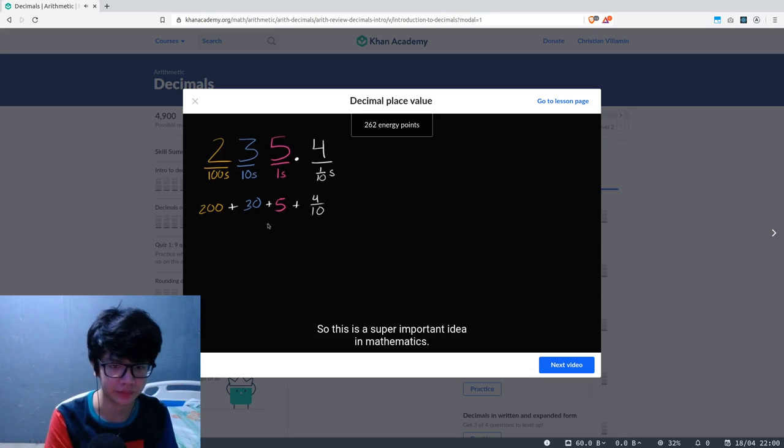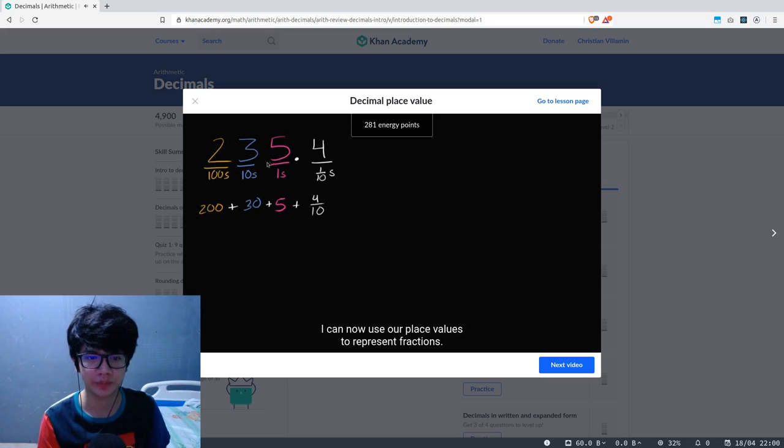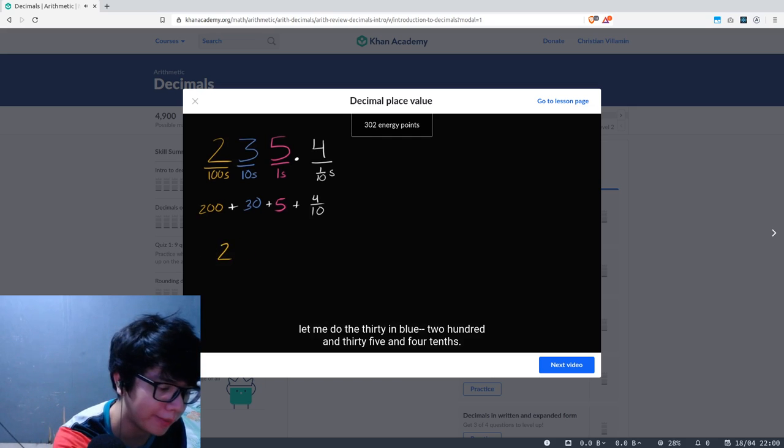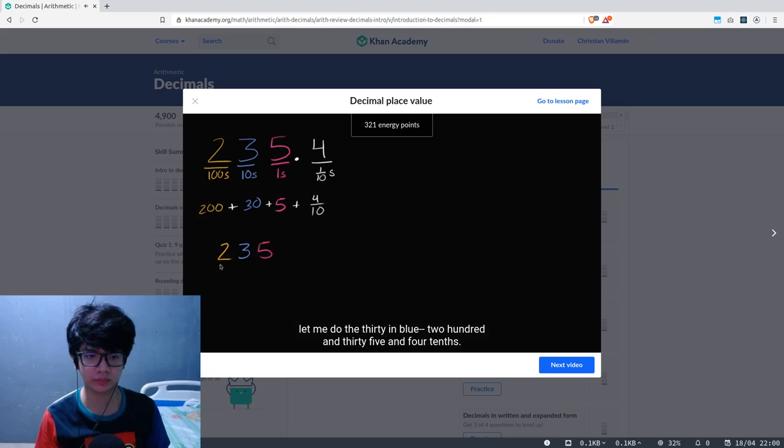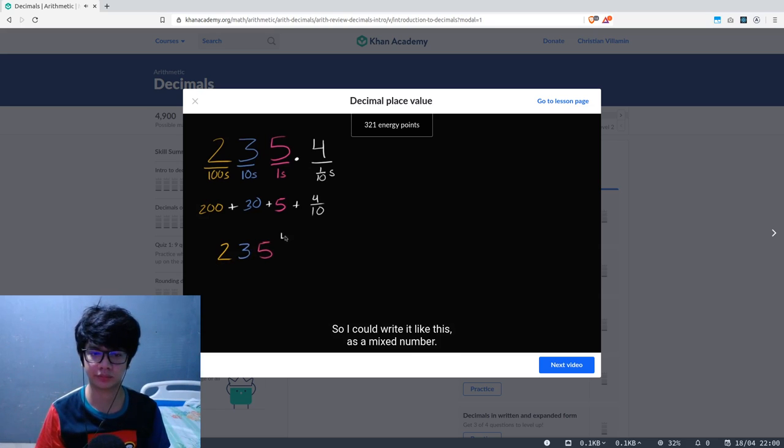So this is a super important idea in mathematics. I can now use our place values to represent fractions. So this right over here, this 0.4, is 4 tenths. So another way to write this number, I could write it as 200, 30, 235, and 4 over 10. So I could write it like this as a mixed number. So this up here would be a decimal representation, 235.4, and this right over here would be a mixed number representation, 235 and 4 tenths, but they all represent 200 plus 30 plus 5 plus 4 tenths.